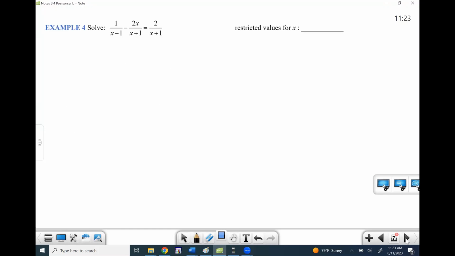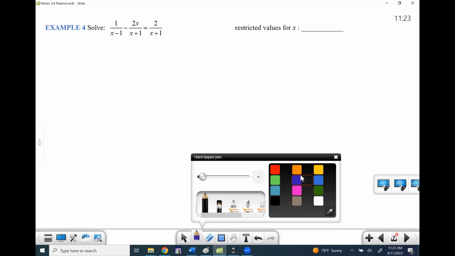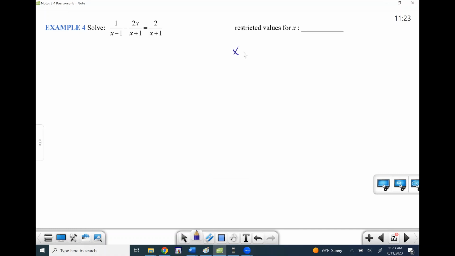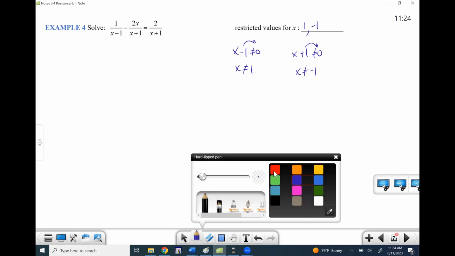Okay, so we set the denominators equal to 0 to get our restrictions. So we're going to set x minus 1 cannot be 0 and x plus 1 cannot be 0. So it looks like x cannot be 1, and it looks like x cannot be -1. Okay, so now we go and we get our LCD.